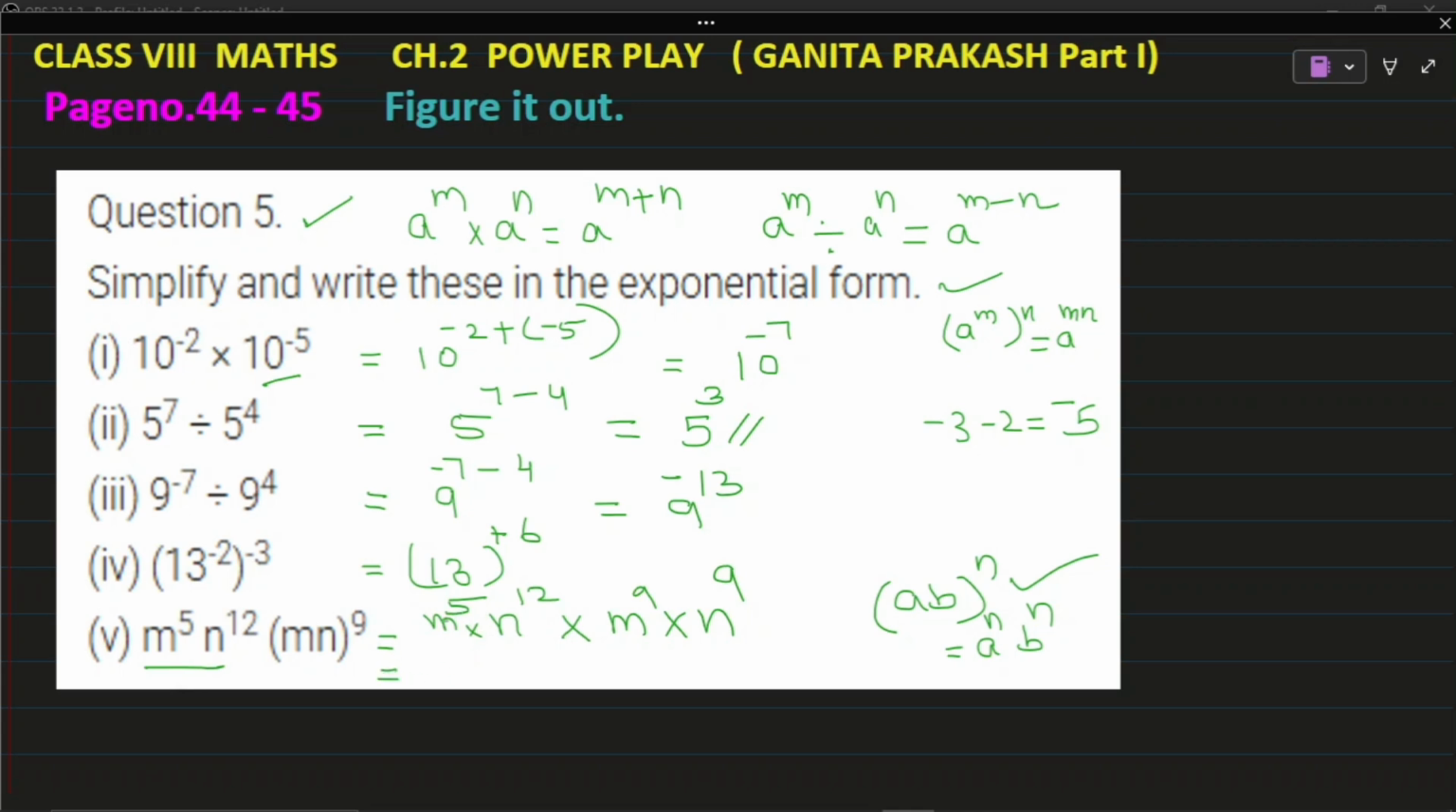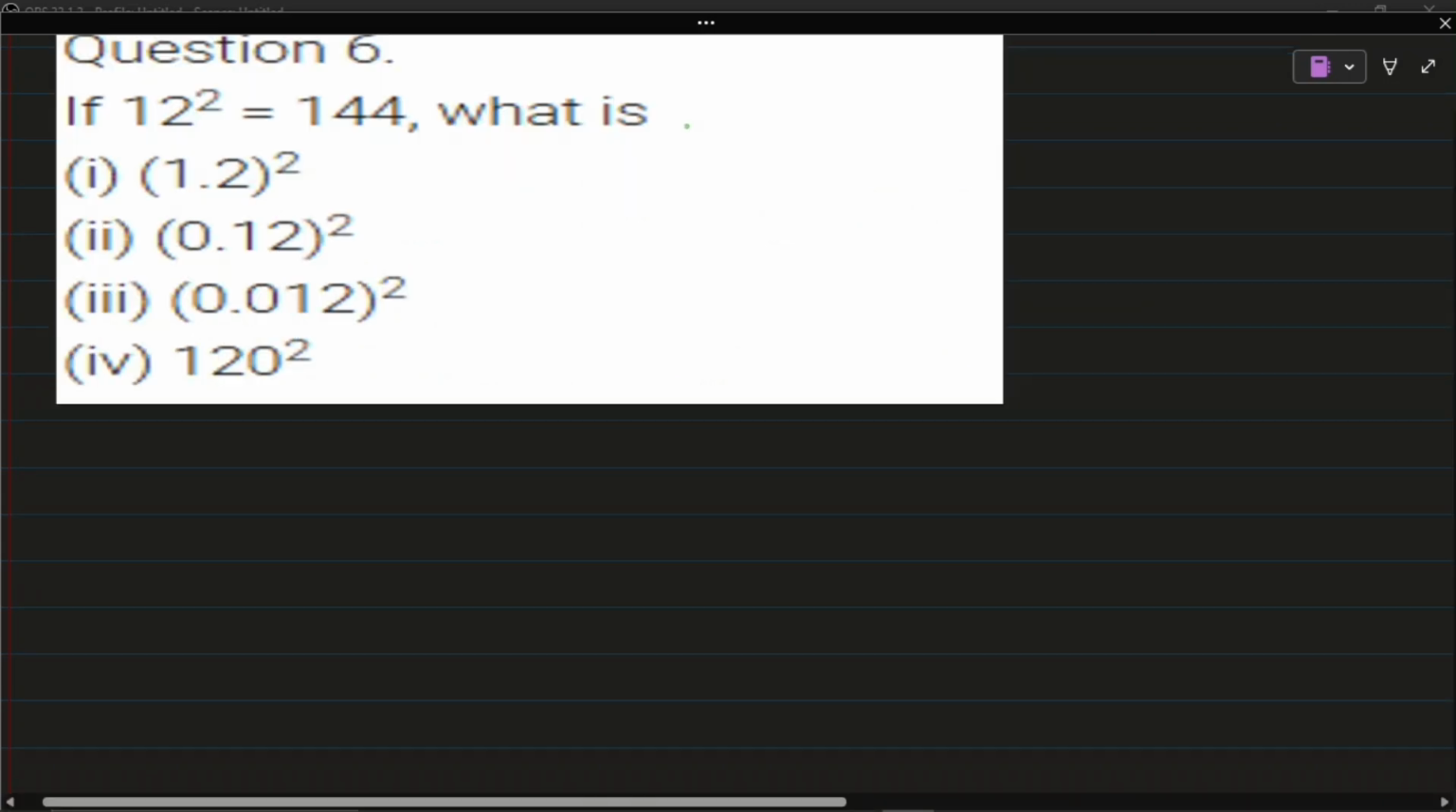Now first, m raised to 5 into m raised to 9, first we can multiply. So here also both the numbers are exponential numbers, so add the powers. So this becomes m raised to 5 plus 9, so m raised to 14. Then multiplied with n raised to 12 and n raised to 9. Base should be the same. So this becomes n raised to 21.